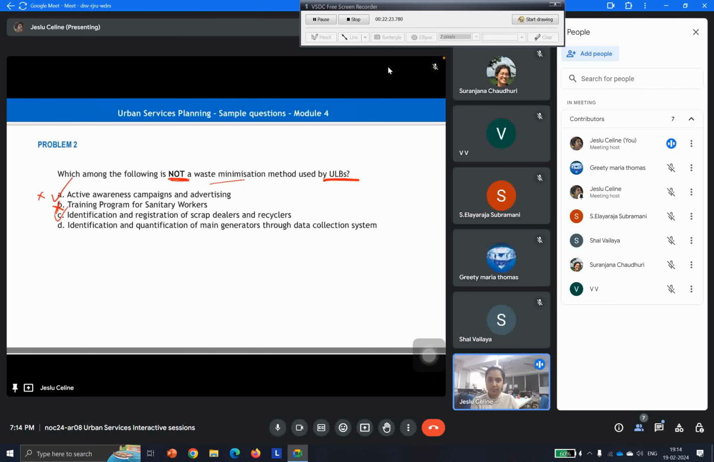And D, identification and quantification of main generators through a data collection system. This again is a right answer, because when we know who the main generators are, you can implement certain methods by which the waste generated by these main generators can be reduced, by increasing the tariff for these people, or by putting in certain rules or regulations on the waste that is generated. So a very robust data collection system, by which, if we can identify the main generators, then we can take action against these problems.